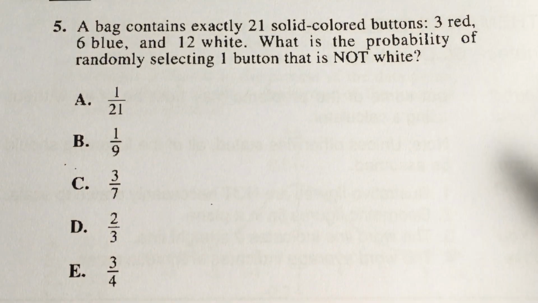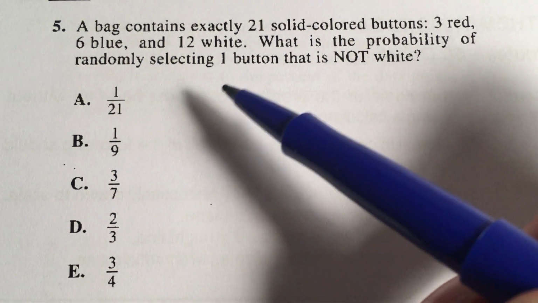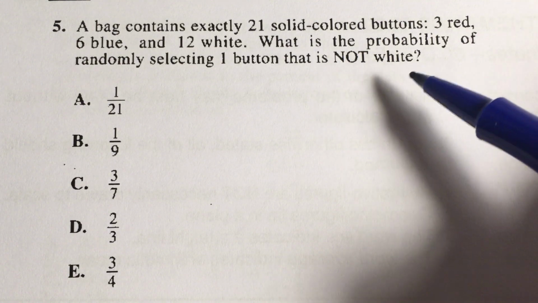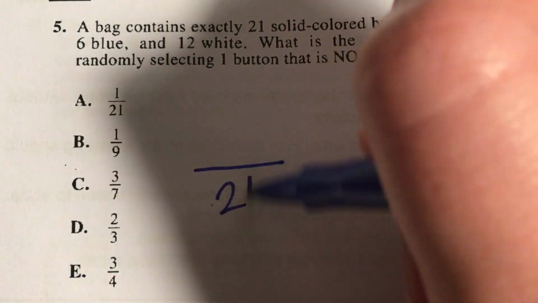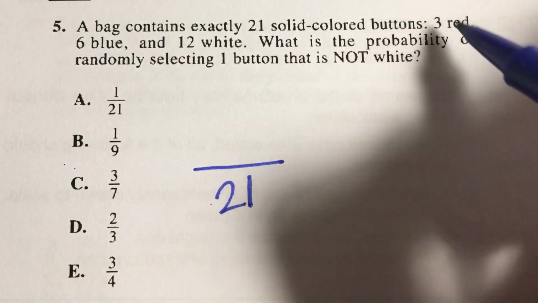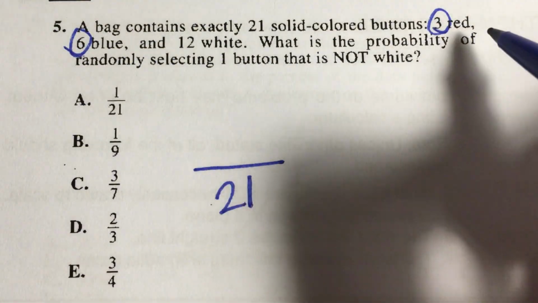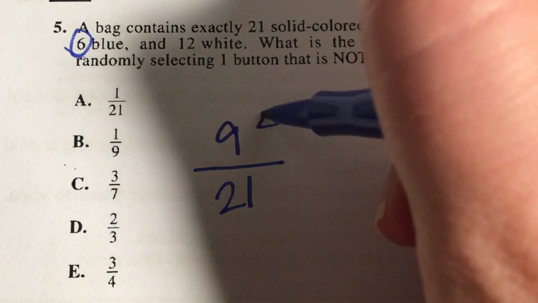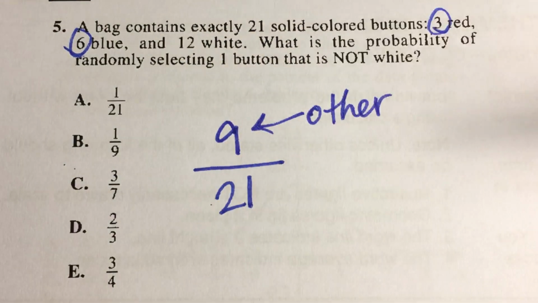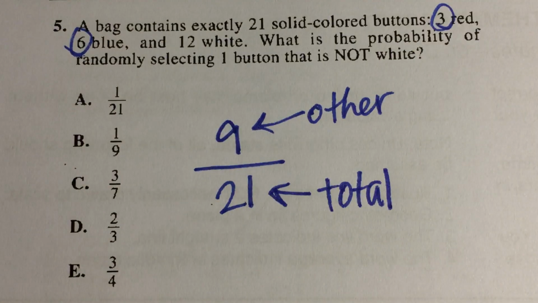For number 5, it says a bag contains exactly 21 solid color buttons, 3 red, 6 blue, and 12 white. What's the probability of randomly selecting one button that is not white? So out of all the buttons, there are 21 buttons. How many of them are not white? So 12 of them are white, 6 of them are blue and 3 of them are red. So 9 are other colors, right? So this is something not white. And so out of the total, I always put the total on bottom here.